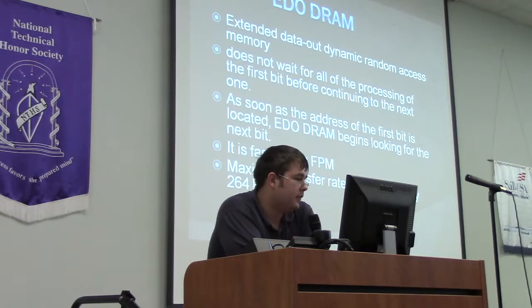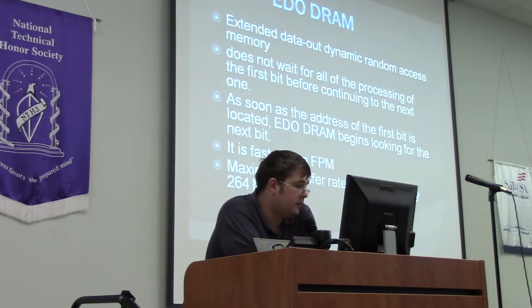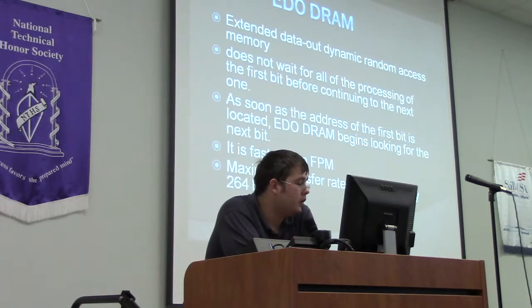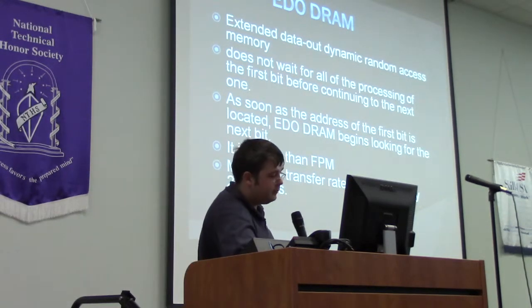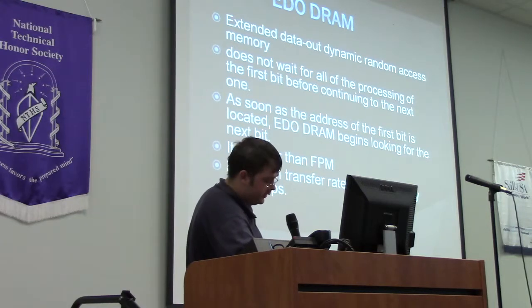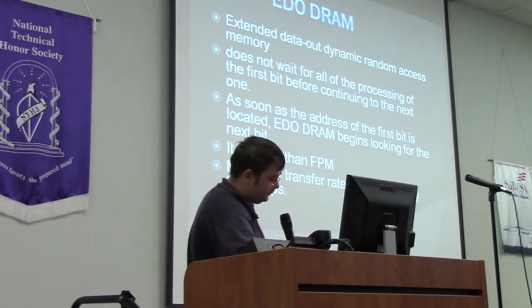EDO DRAM, Extended Data Out Dynamic Random Access Memory, does not wait for all the processing of the first bit before continuing to the next one. As soon as the address of the first bit is located, EDO DRAM begins looking for the next bit. It is faster than the FPM DRAM. It has a maximum transfer rate of 264 megabytes per second.